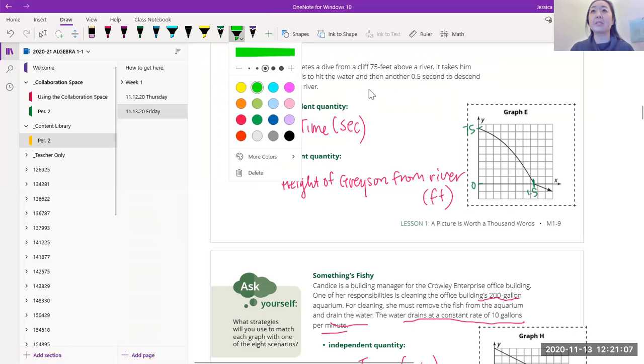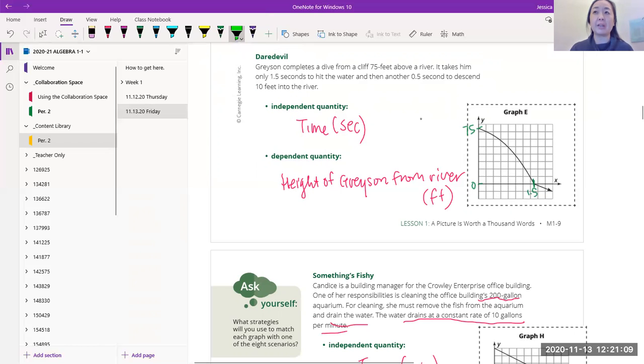I'm going to just represent these, and it might be good for you to think about what part corresponds to what. So only 1.5 seconds to hit the water. So it takes him only 1.5 seconds. So that's going to be shoo, like that. And then what about the another 0.5 seconds to descend 10 feet into the river? So that's where he's below, right? That's why it's below the x-axis. He's below the water, right? So above the water, below the water.